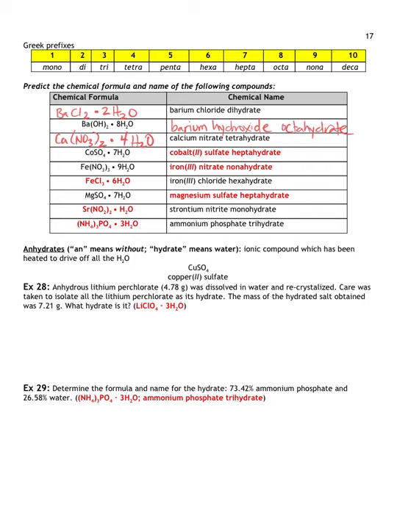When you have an anhydrate, an means without, and so anhydrate means without water. So it's an ionic compound. Basically, you've driven off all the water, so you're left with an ionic compound. So for copper(II) sulfate, if you drive off all the water by heating it up, you have this compound, which is the ionic compound left, and that's copper(II) sulfate.